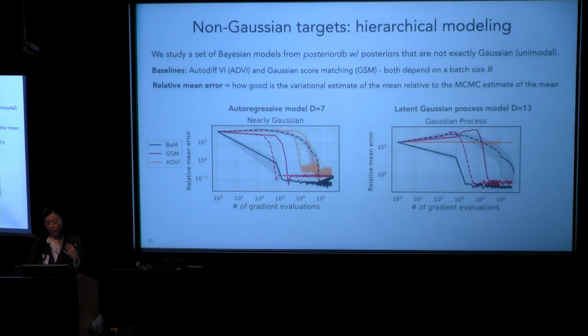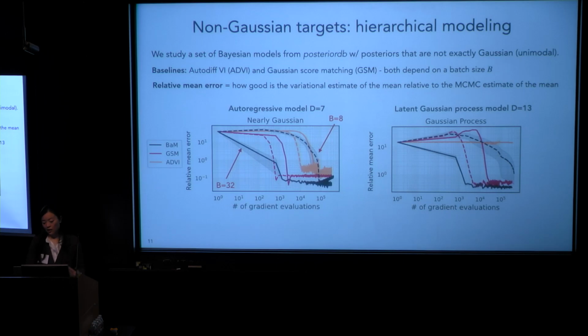So here, what we're measuring instead is the relative mean error, which tells us how good our variational estimate of the mean is relative to the MCMC estimate of the mean. In all of these plots, the dashed lines represent a smaller batch size of 8, and the solid lines represent the larger batch size of 32. And we can see that by utilizing these larger batch sizes, we're able to achieve faster convergence than the baseline methods.